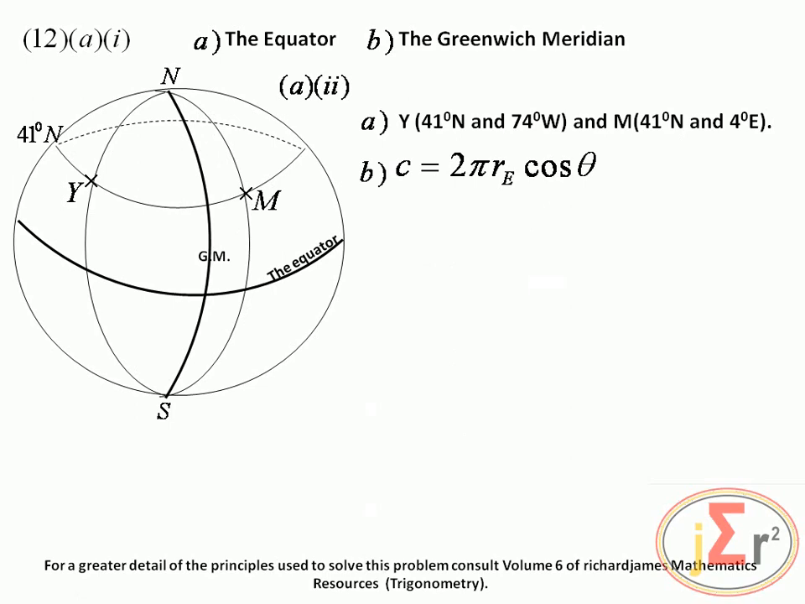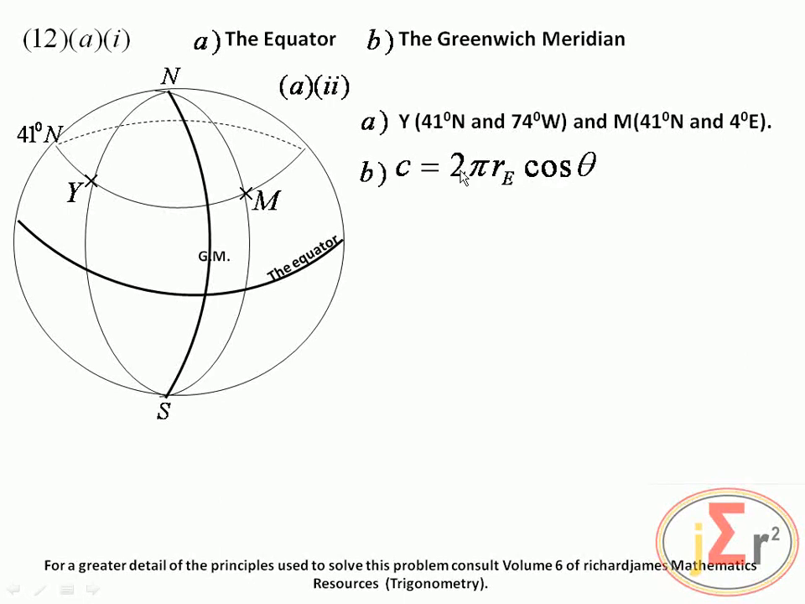We are next required to find the circumference of the circle 41 degrees north. And this one is always a very simple problem. We know that the radius of that circle is the radius of the earth times cosine of the angle. And we know that the circumference of any circle is what? 2 times pi times r, 2 pi r.